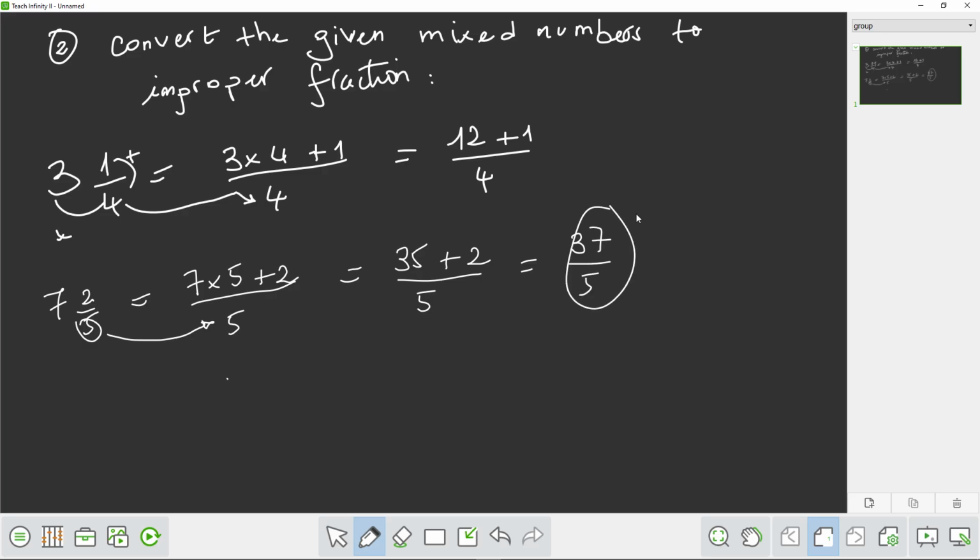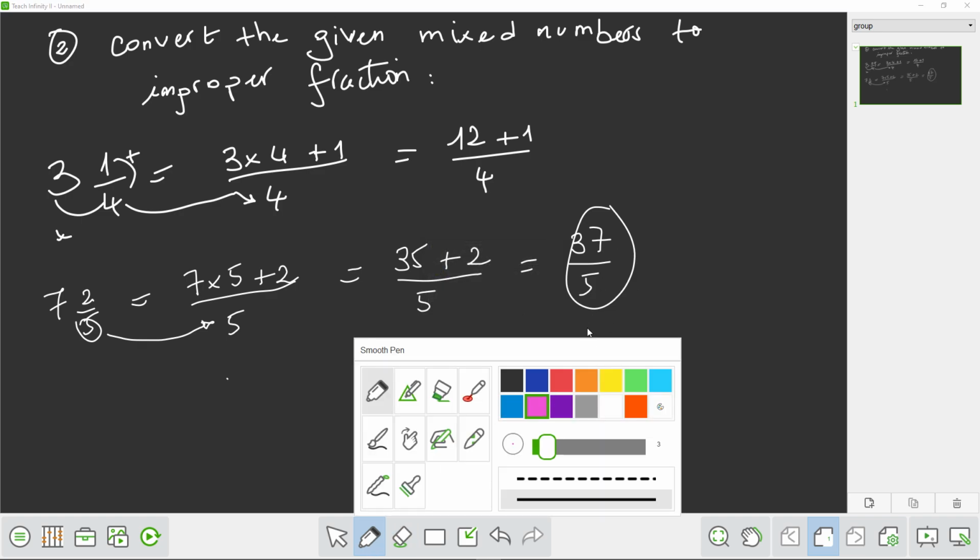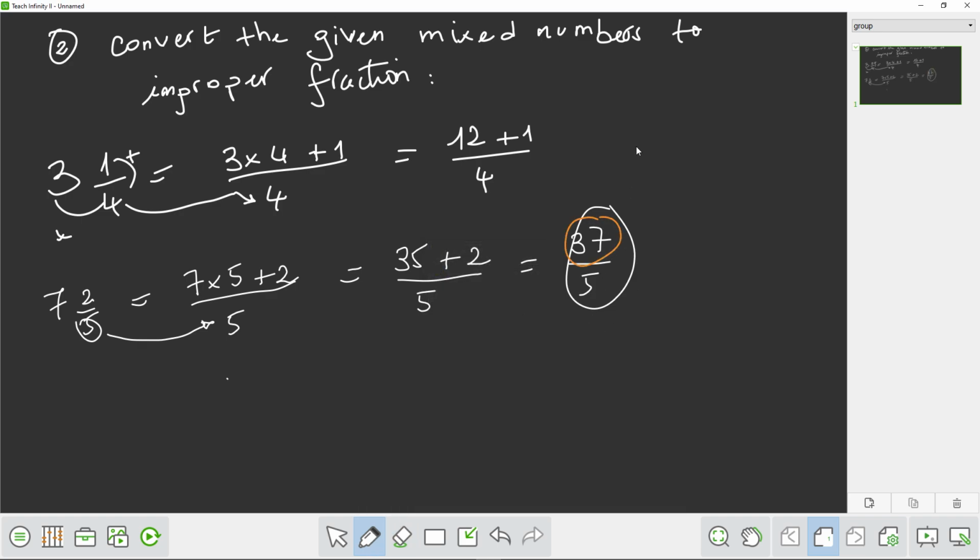Now what do we call it? Improper fraction, because remember, this number here is bigger. And the simple fraction would be 1 over 2, 3 over 4, 5 over 6. These are simple fractions, but these ones, they are called improper fraction.